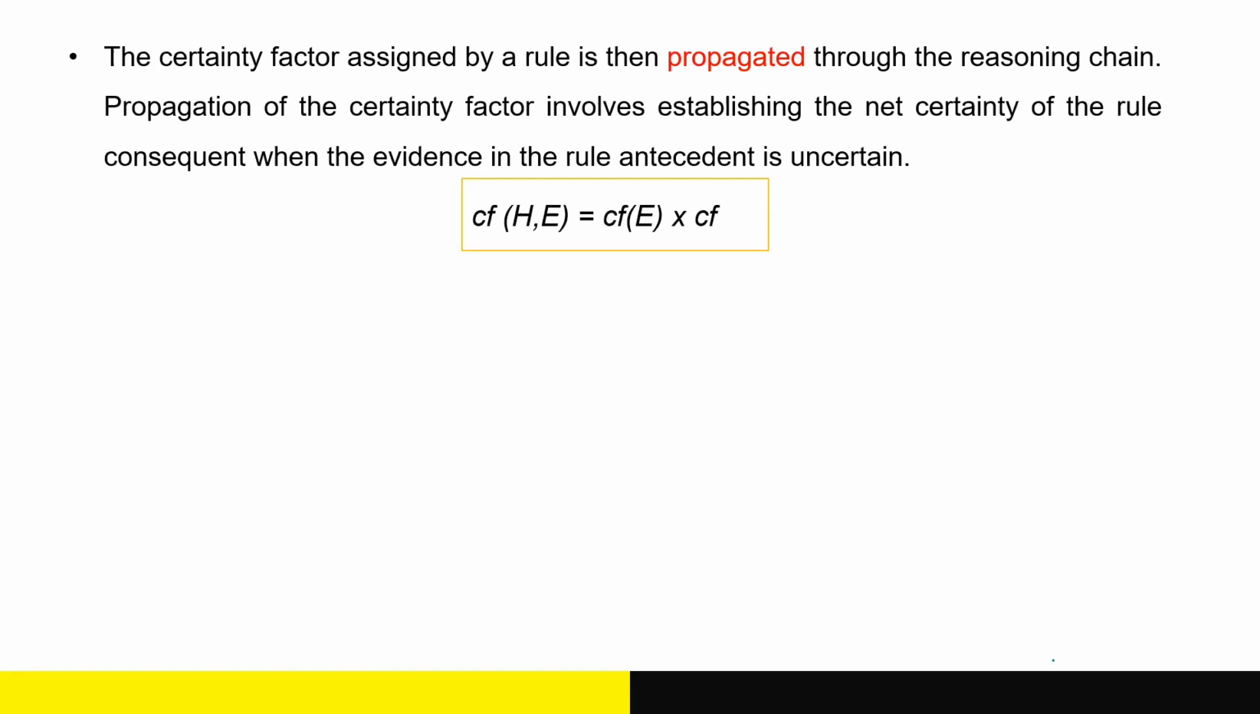Thus, the certainty factor assigned by a rule is then propagated through the reasoning chain. Propagation of the certainty factor involves establishing the net certainty of the rule consequent when the evidence in the rule antecedent is uncertain. So propagated means that when a rule assigns a certain level of confidence or certainty to a statement, this level of confidence is passed along through a series of logical steps in a chain of reasoning. This equation is used for a single antecedent rule: the certainty factor of hypothesis H given evidence E can be calculated by multiplying the certainty factor of evidence E with the rule certainty factor.